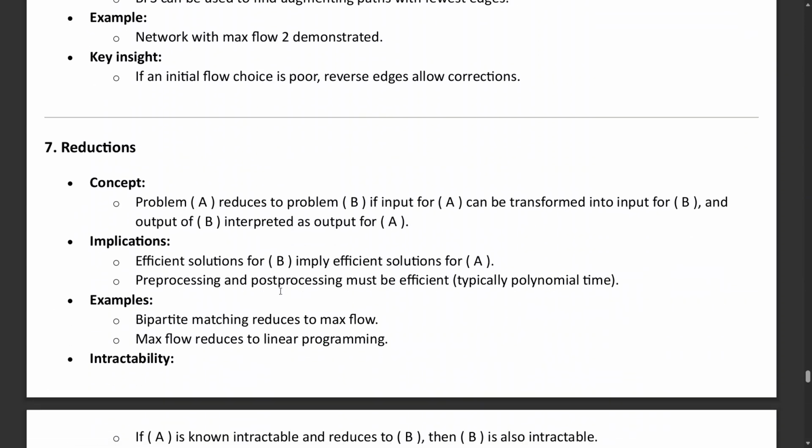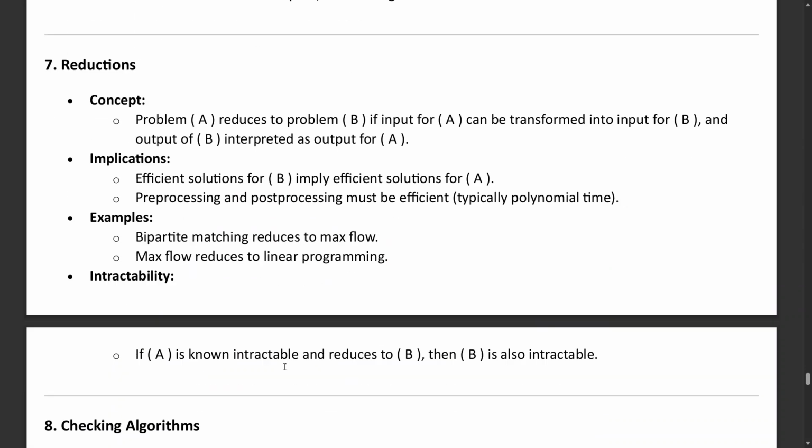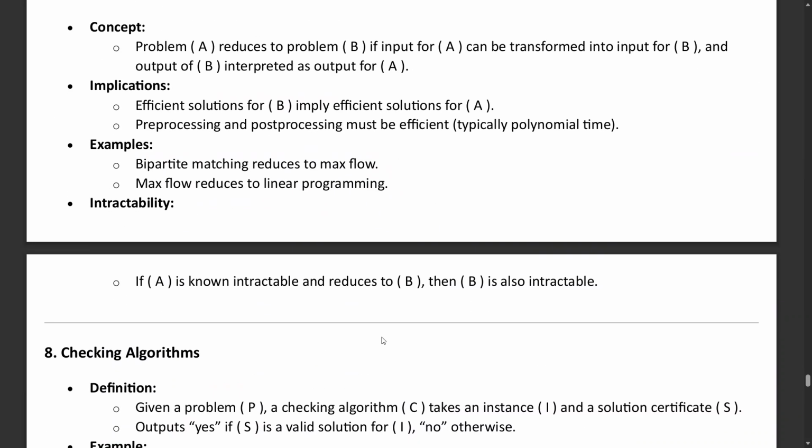Now, reductions. Reductions help us connect problems. If problem A reduces to problem B and B has an efficient solution, then A does too. For example, bipartite matching reduces to maximum flow, and maximum flow reduces to linear programming. But if A is intractable and reduces to B, then B is also intractable. So reductions help us classify problems by difficulty.